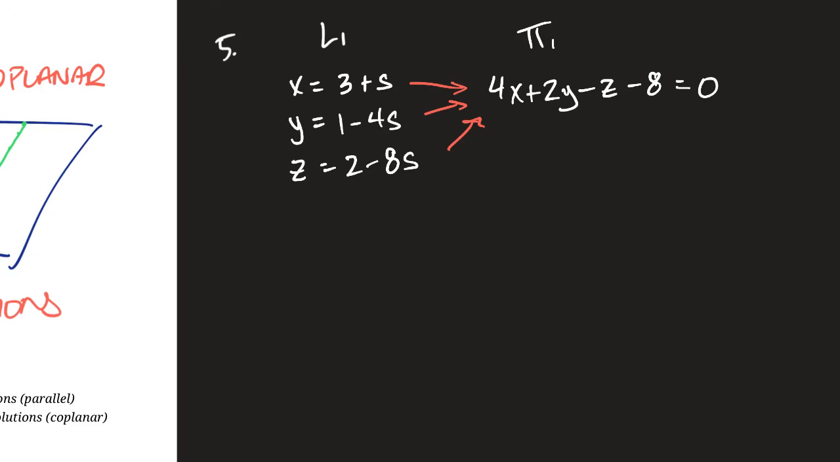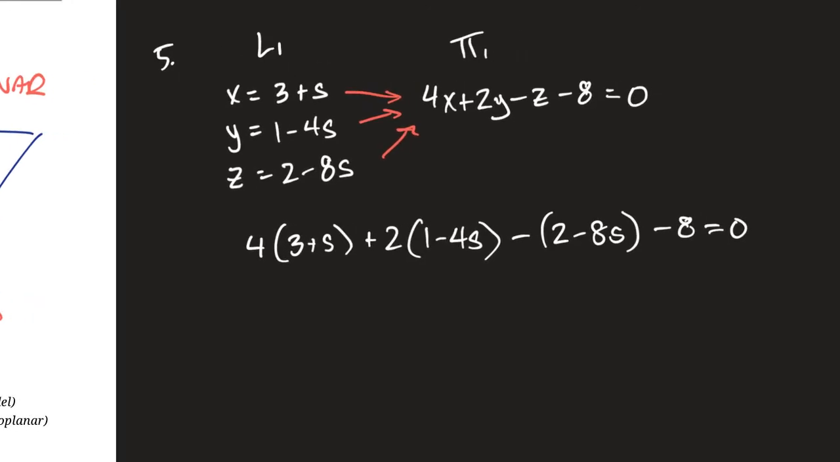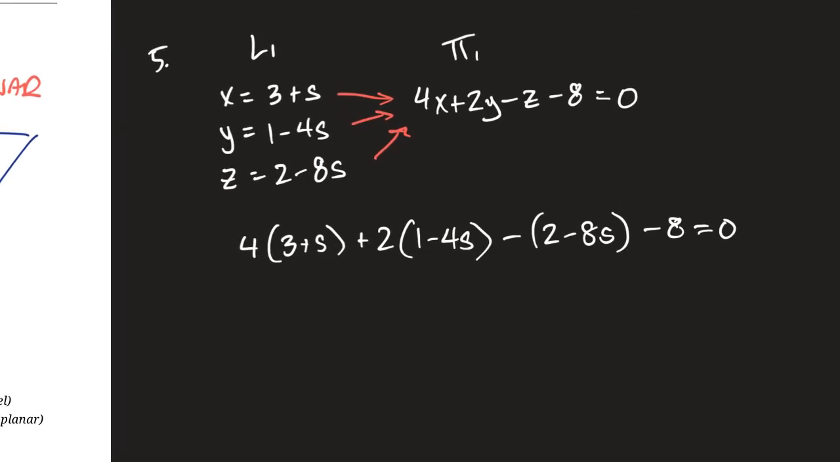So if we do that, we're going to get 4x, which is 3 plus s, plus 2y, which is 1 minus 4s, minus z, which is 2 plus 8s, minus 8 equals 0. Now, if you look at here what we have, one equation. I can call it equation 1 if I want. But how many unknowns are there? Well, there's only one unknown thing in this equation. So when we have one equation and one unknown, we're able to solve it. This is a linear equation that we can solve. So let's do that super fast.